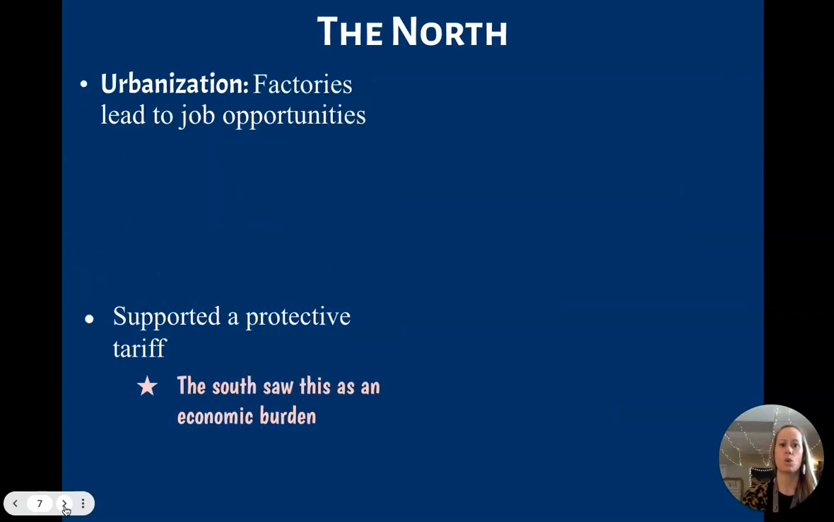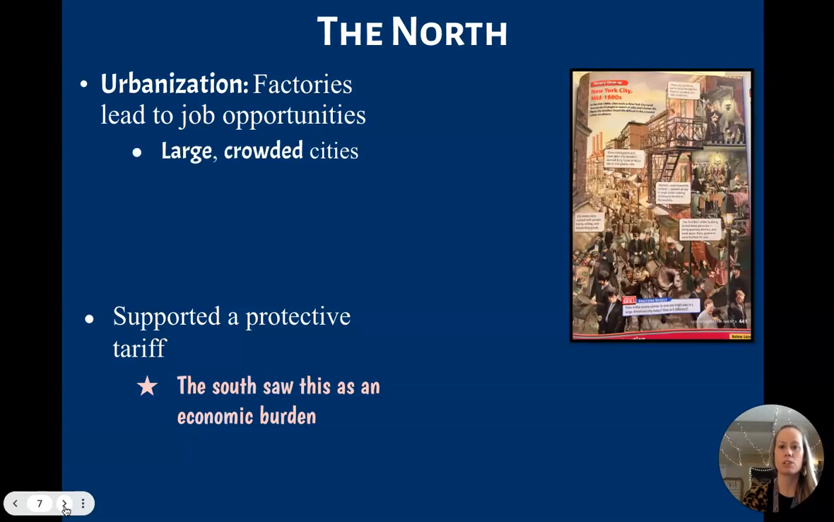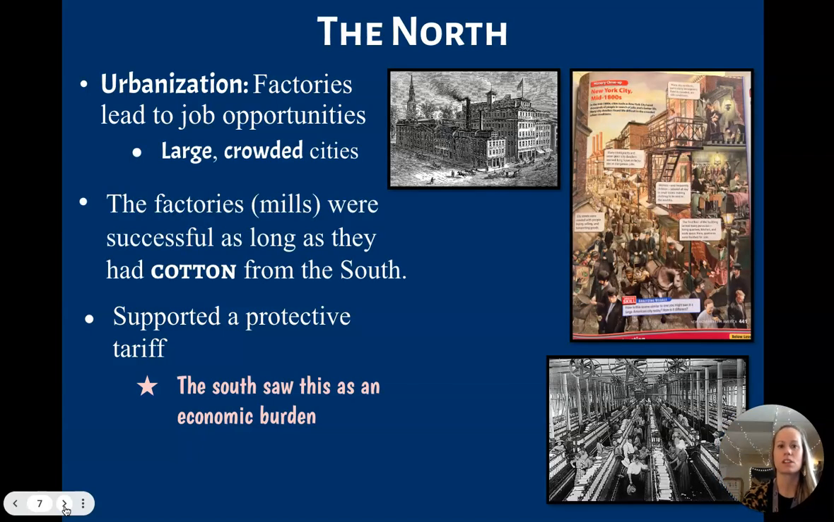All right, and so the North, remember, urbanization, big important thing. Factories led to job opportunities. We have crowded cities. We have talked about this, I feel like, until the cows come home. Factories, or what we know as mills, those textile mills, were what the South was sending cotton to.